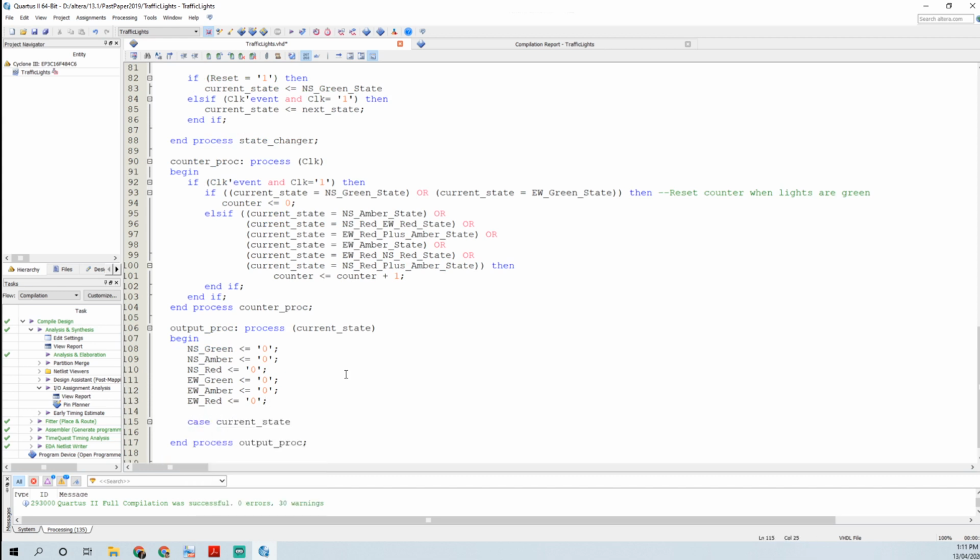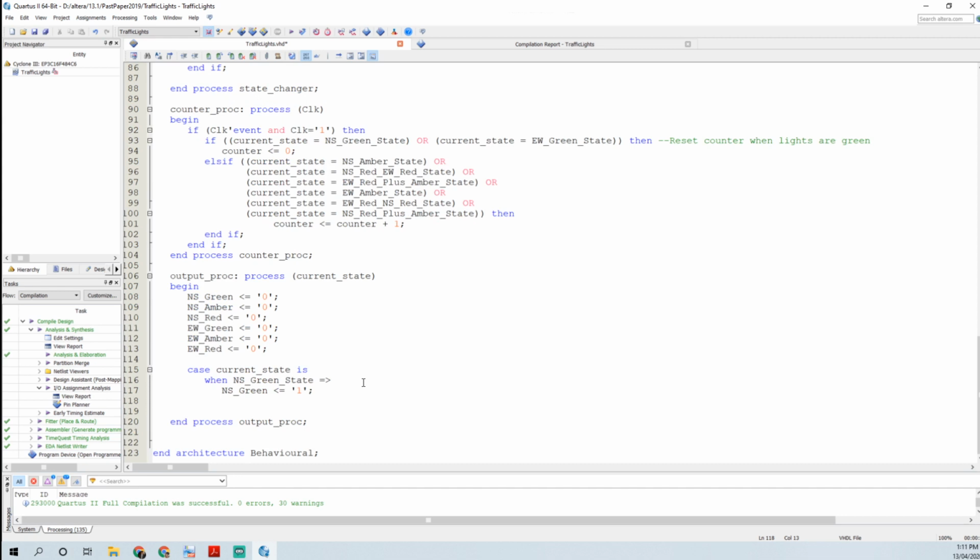So, the case of when the current state is, when I'm in north, south, green, what do I want to do? Well, of course, I'm going to turn on my green light, right? While this light is green, we know that the east-west light must be red. Okay? So we have to make sure that we put that logic in there.